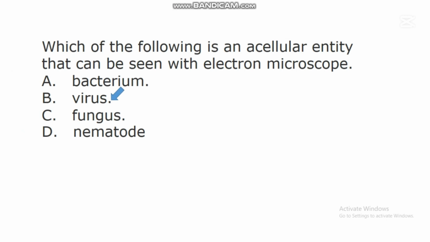This virus is so tiny that the use of an ordinary light microscope cannot help in viewing it. So for an individual to see a virus, he or she has to use a microscope with high magnification power, such as an electron microscope. So an acellular entity that can be seen with electron microscope is best described as a virus.